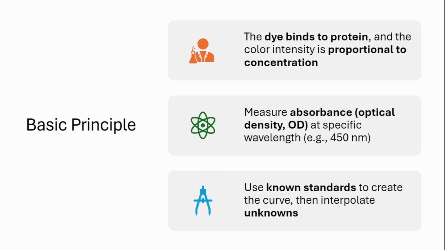What is the basic principle? The basic principle is that a dye color binds to protein. The color intensity is proportional to the concentration. It measures absorbance, or OD value, at a specific wavelength. We use known standards to create a curve and then interpolate the unknowns.